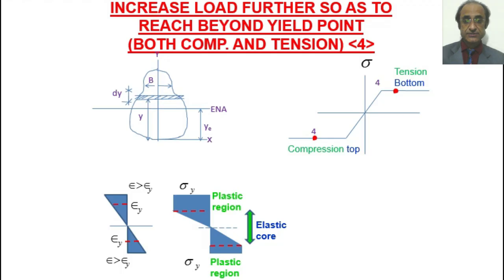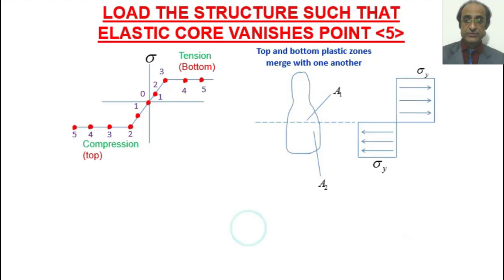So the elastic region is called the elastic core, and this provides us a measure of the curvature. And finally, when we reach point number 5, where both the top and the bottom portions have reached their full potential in terms of resisting the moment, both the stress diagrams at the top and the bottom have reached their full capacity. In that case we obtain the plastic neutral axis.